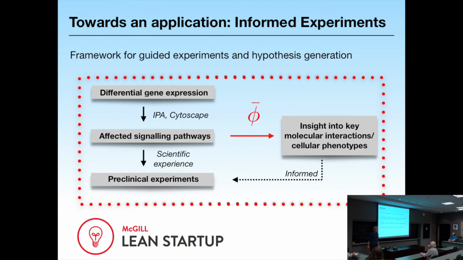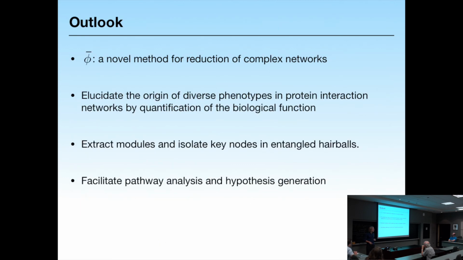To summarize, we have developed this method, phi-bar. It's a novel method for reduction of complex networks. And we can show insights into the implementation of diverse phenotypes in protein interaction networks. And I've shown how we've extracted modules and identified key nodes in these networks. And we could work to facilitate pathway analysis and hypothesis generation in the future.